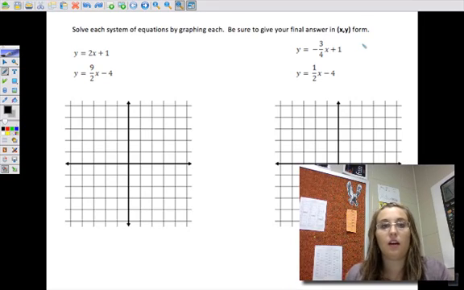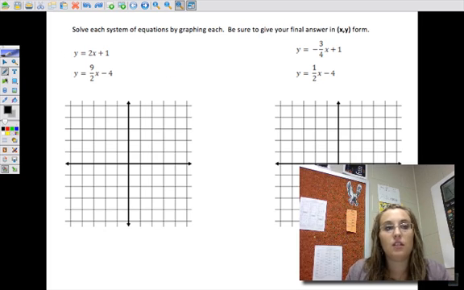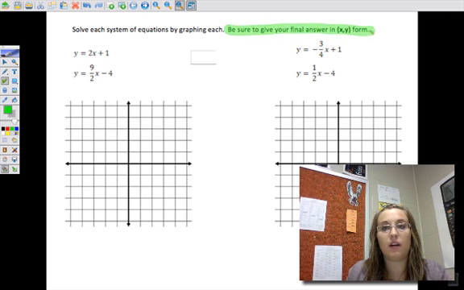About graphing two equations, graphing a system of equations, and using the graph to help you find a solution. As you'll notice up here in the directions, it says be sure to give your final answer in XY form, and that's because the solution to a system of equations when you graph it is where they intersect or where they cross. So that's what we're looking for. So we're going to talk about a couple things here.